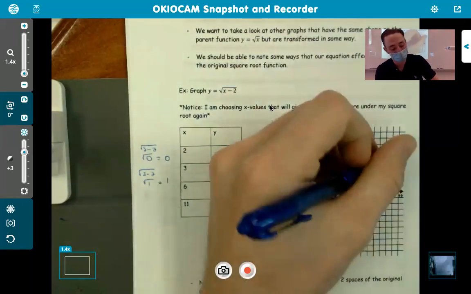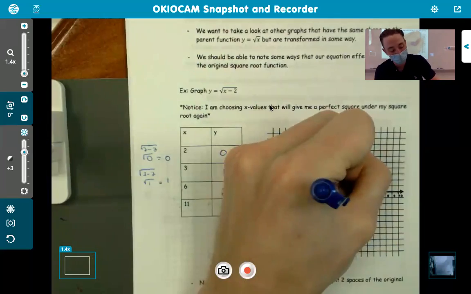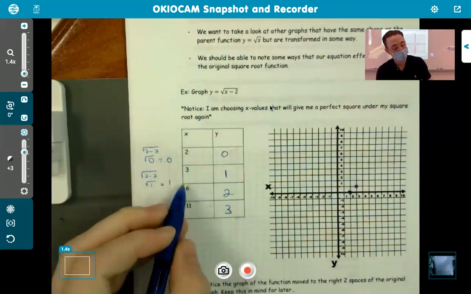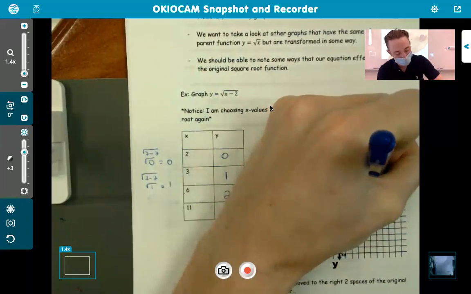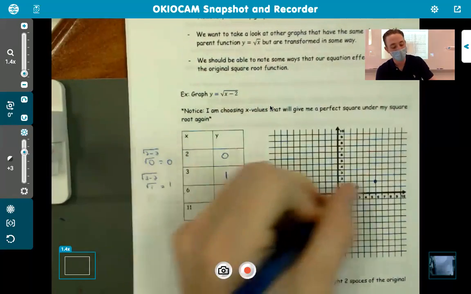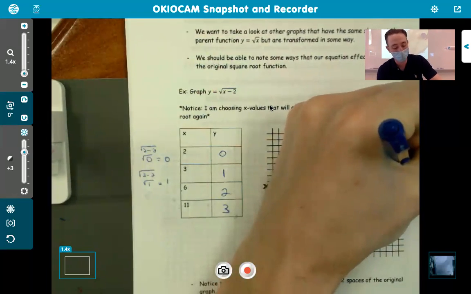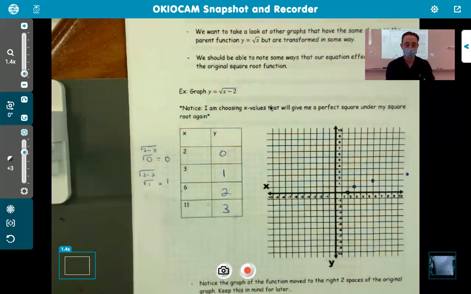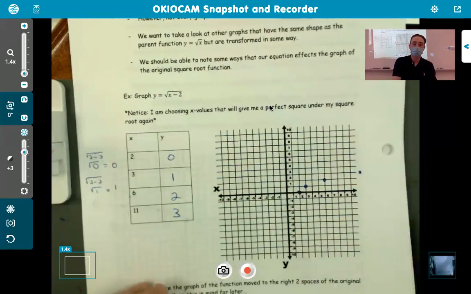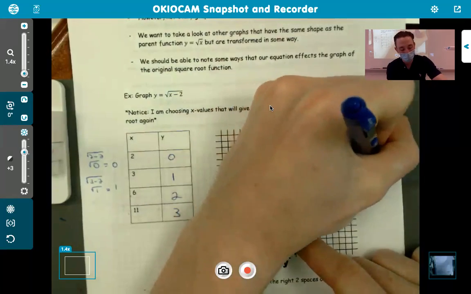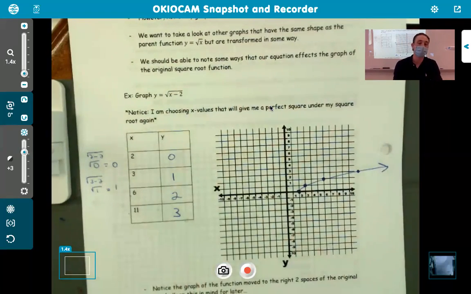I'm going to go through and plot those. So I'm at the point 2, 0. I'm at the point 3, 1, 6, 2, 11. It's not necessarily on our plane, but we can just move that over there. 11, 3. And this is the graph of this function, square root of x minus 2.